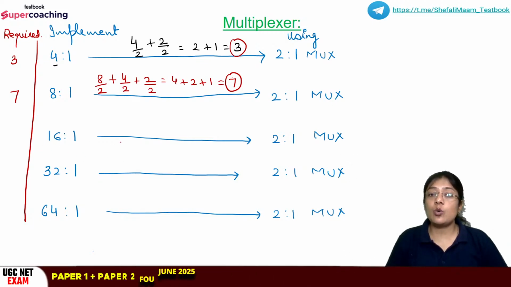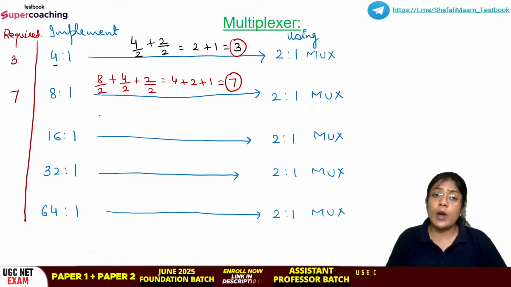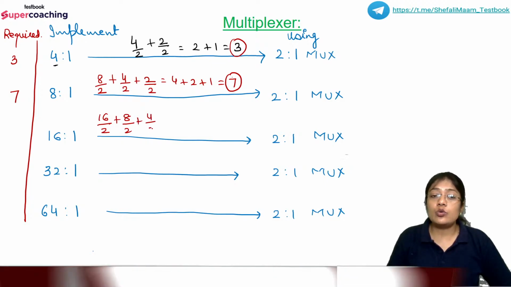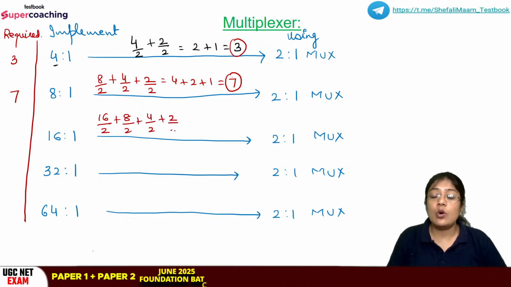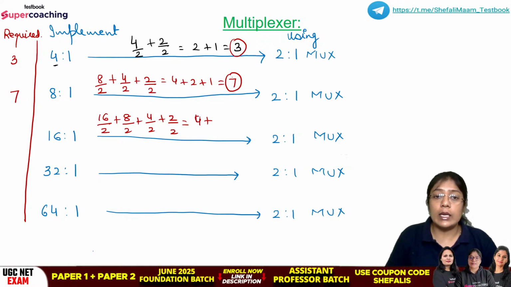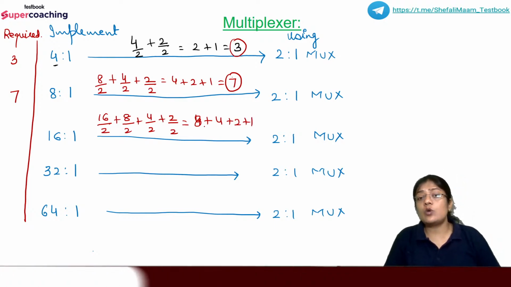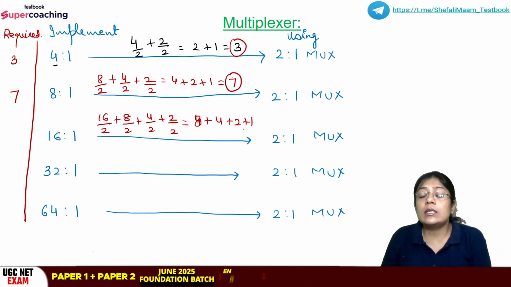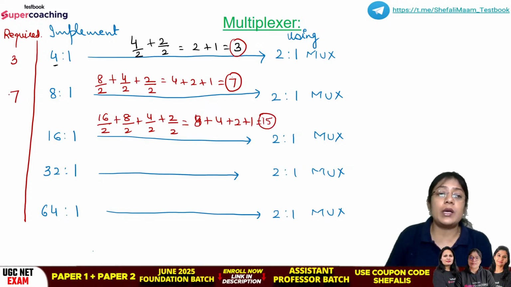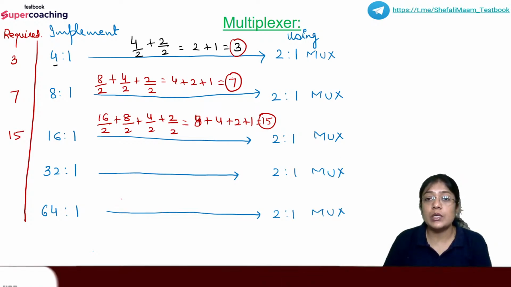Similarly, 16:1 को implement करना है using 2:1, it will be 16 divided by 2, 8. 8 divided by 2, 4. 4 divided by 2, 2. 2 divided by 2, 1. So this is 8 plus 4 plus 2 plus 1. This comes out to be 8 plus 4, 12, 13, 14 and 15. So that is 15. So 15 multiplexers are required here. Are you getting this concept?